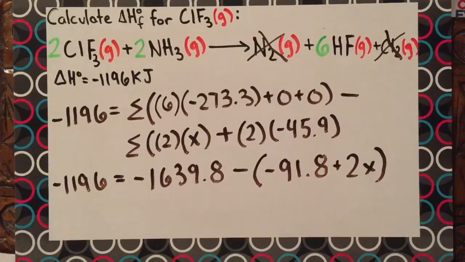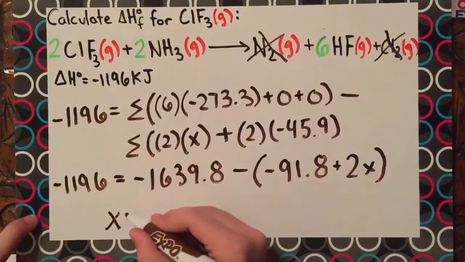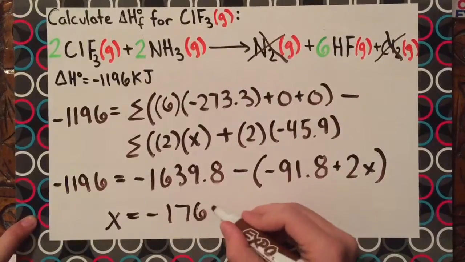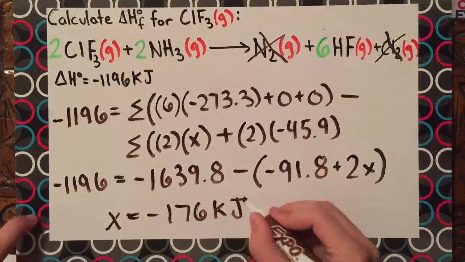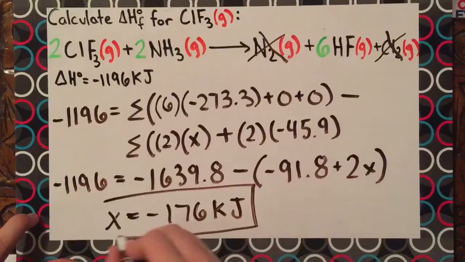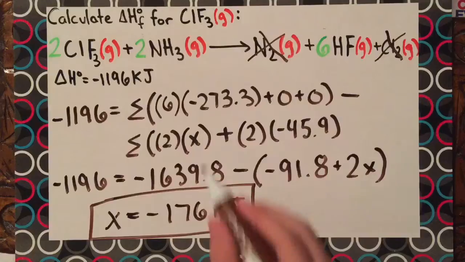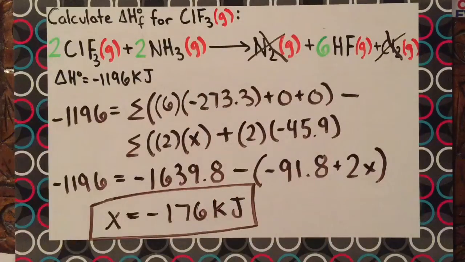Now all you really gotta do is solve for x. So move everything to the other side, things like that. We're going to get x equal to negative 176 kilojoules. And that is your standard enthalpy formation for ClF3, which is exactly what they're asking you to find, so that's your answer. If you ended up getting this answer after trying by yourself, then congrats, you did this right.